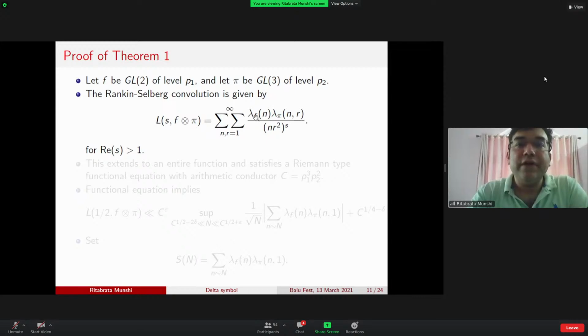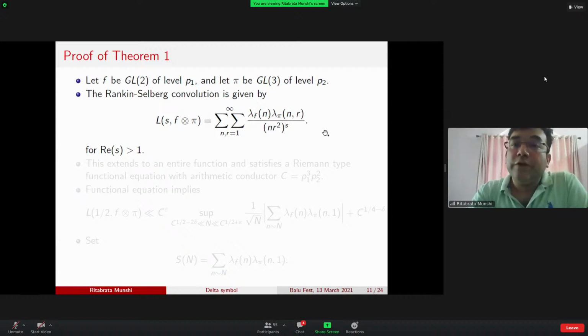So lambda_F(n) are the normalized Fourier coefficients of the GL2 form F. Lambda_pi(n, r) are the normalized Fourier coefficients of the GL3 form pi. And we have (nr^2)^s in the denominator. These can be shown to converge absolutely for real s greater than 1. And since we are picking F and pi to be Hecke forms, you also have an Euler product representation of this L-function in this half plane.